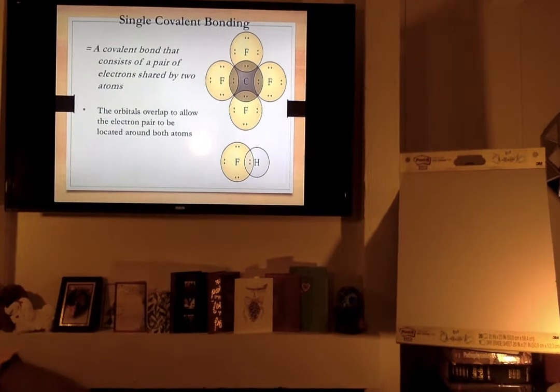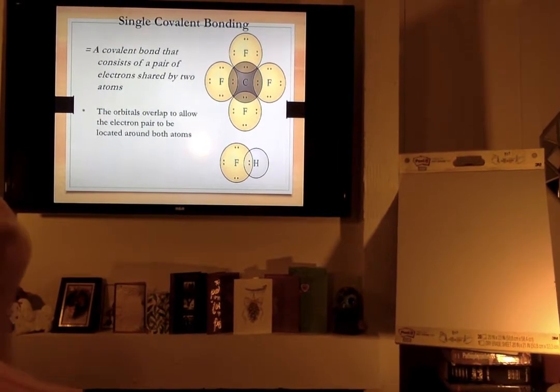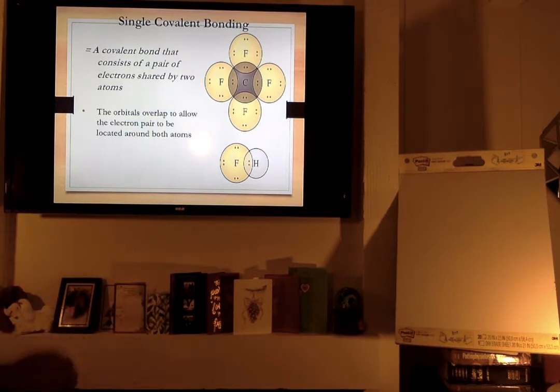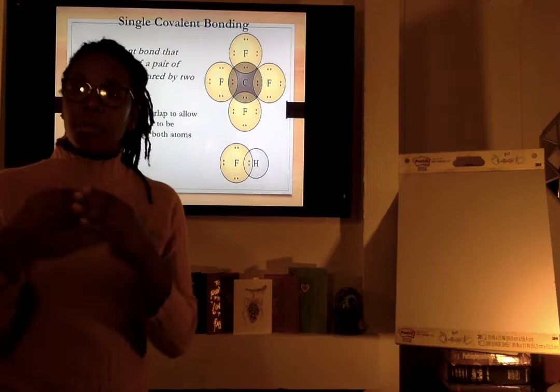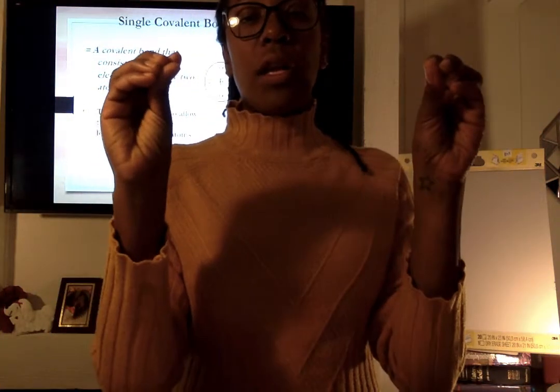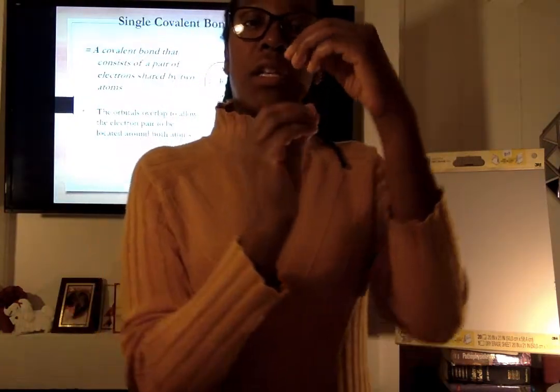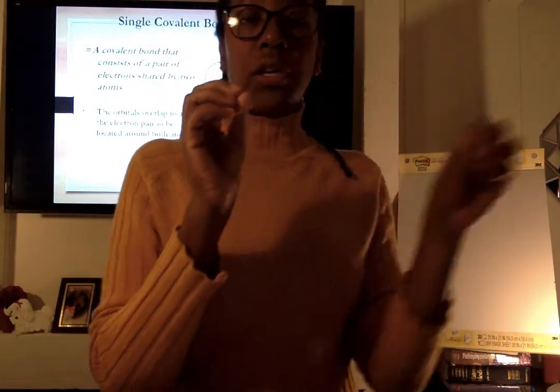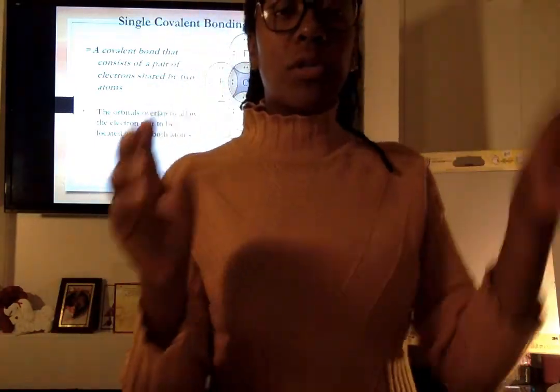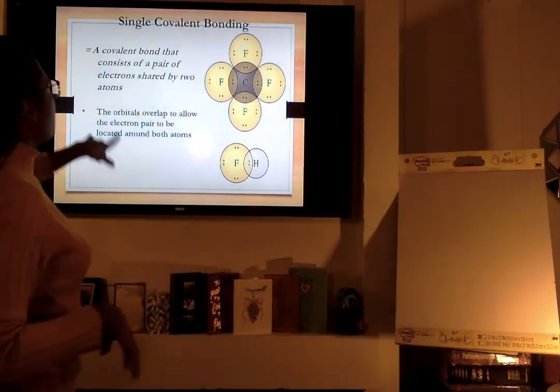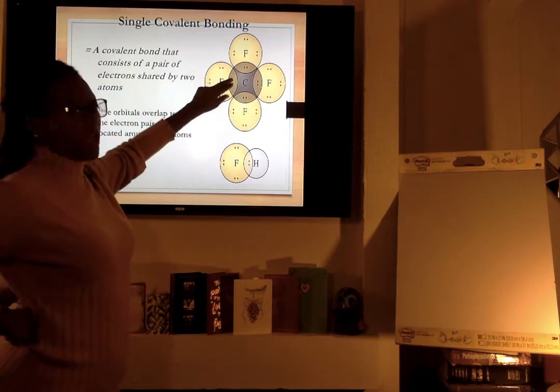So what is single covalent bonding? A covalent bond that consists of a pair of electrons shared by 2 atoms. As we saw in those examples earlier with the hydrogen and chlorine, each one had 1 electron, and they came together and shared their electrons in order to create a new molecule. So that would be a pair of electrons, right?